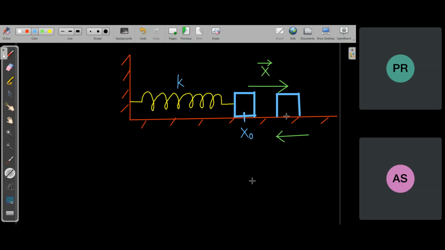Are you getting it? Yes, sir, I'm getting it, sir. It is trying to restore its position. Trying to bring it back to its position. Okay.